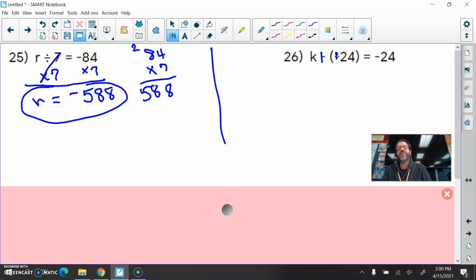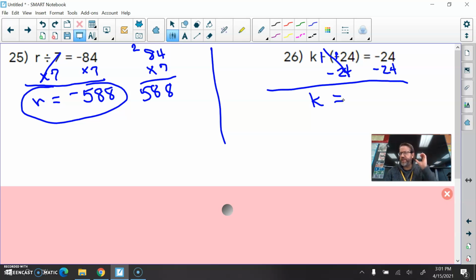Add the opposite. And then what you have to do is subtract 24 to undo that. Same thing over here, subtract 24 to undo. You got to do the same thing on the right that you did on the left. That's gone. K equals. Now, what is negative 24 minus 24?